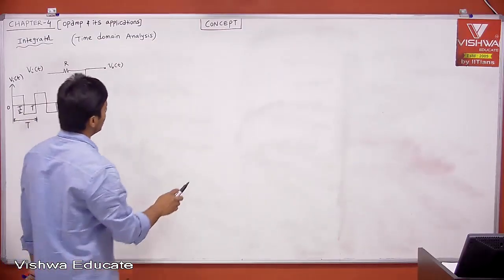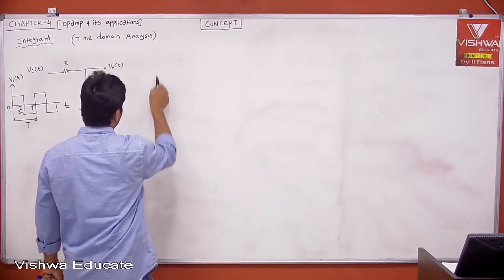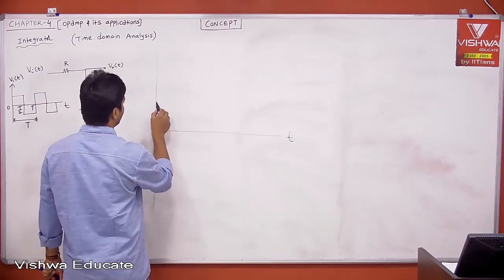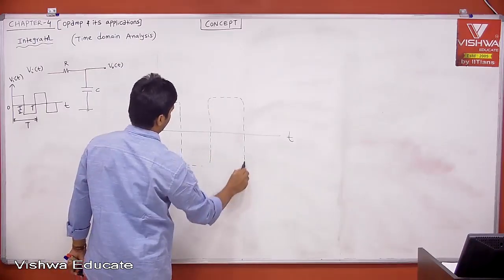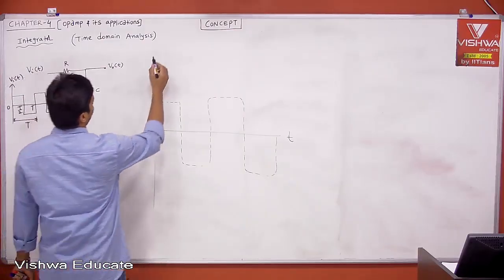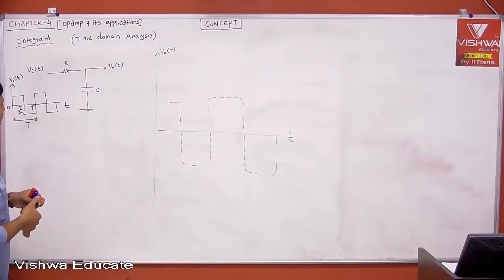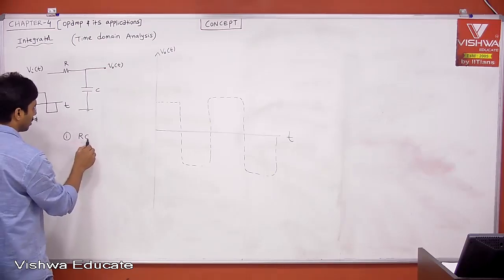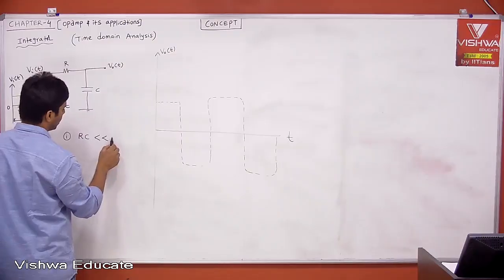Now don't write. Let me plot the output. When I give a square wave, what is my output? I'll use three colors, but when you draw, try to explain in that way. Now let us say this is my input. Just 2 cycles are enough. Now we want to plot V naught of T. Now, listen, case 1. What is case 1? The time constant RC is very much less than T by 2.